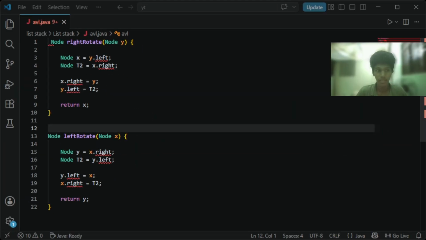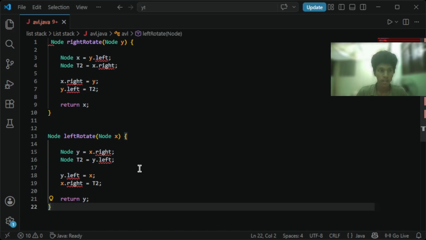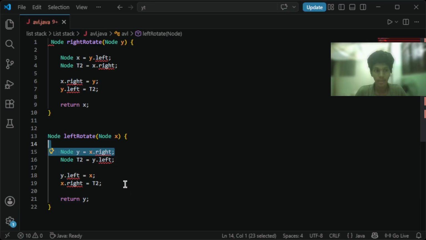So the next one is the left rotation function. The left rotation function is mainly used for right-right imbalance. First, the right child of x is stored in y. Then the subtree t2 is temporarily stored.